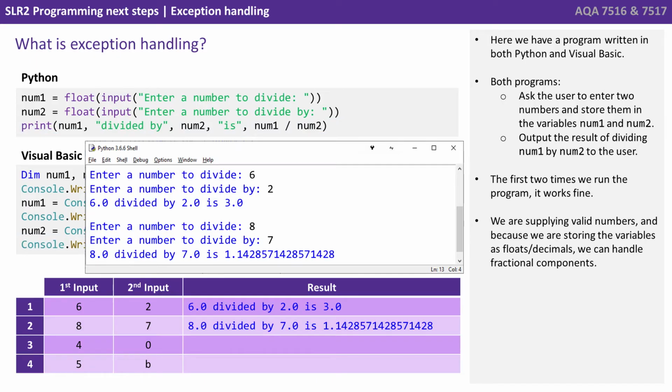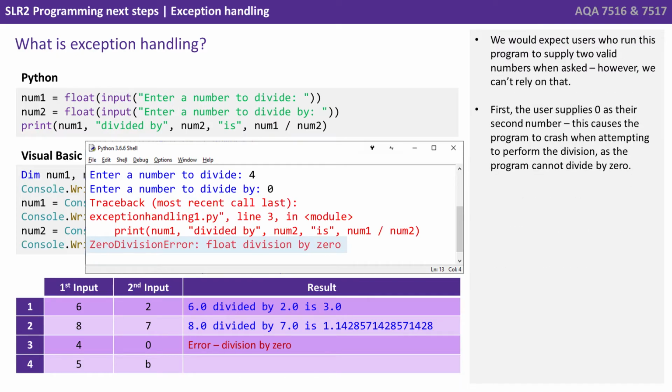The first two times we run the program, it works fine. We're supplying valid numbers, and because we're storing the variables as floats or decimals, we can handle fractional components. The program seems to be working fine. Now, we would hope and expect users to run this program and supply two valid numbers when asked. However, we can't rely on that.